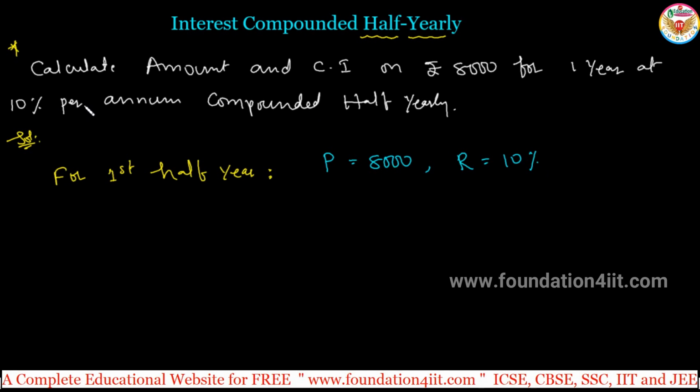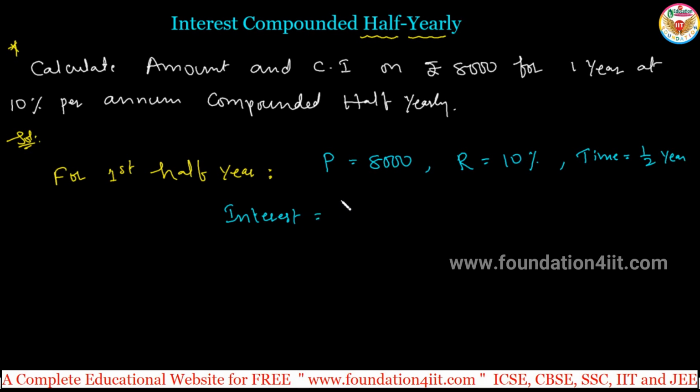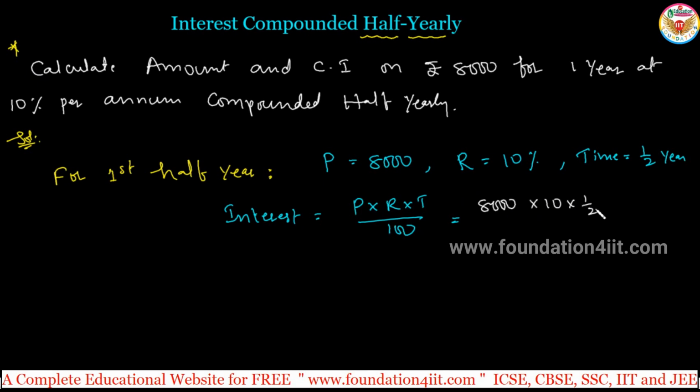Always rate of interest is per annum. And time should be taken as only half year. So out of total 1 year, no, first half year. So 1 by 2. Right. So now interest will be calculated. So interest is equal to PRT by 100. P into R into T by 100. Same formula for interest you apply. So in this question, 8,000 into 10 into 1 by 2 divided by 100.